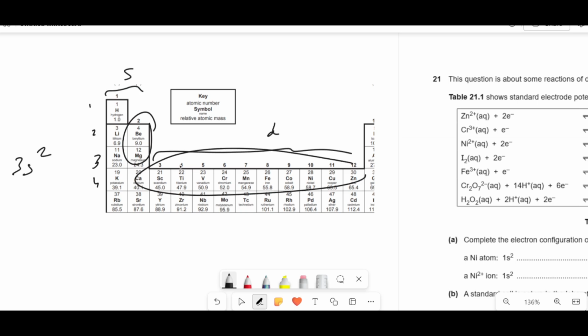In the D block, it's in period 4, but the only reason it's in period 4 is because they've got 4s and then 3d. Remember, the 4s fills first. So it's actually 3d. But then you can do the same thing here: 1, 2, 3, 4, 5, 6, 7, 8. So I know it's going to be 4s2, 3d8 for that one.